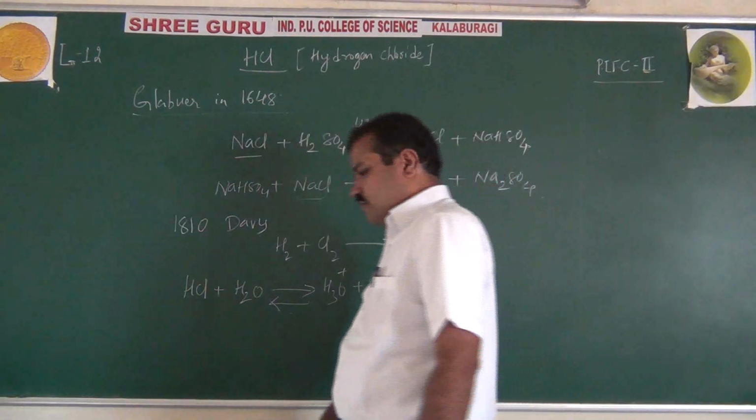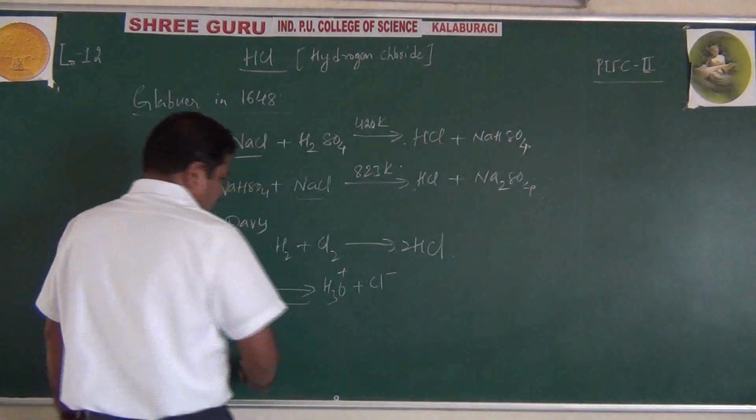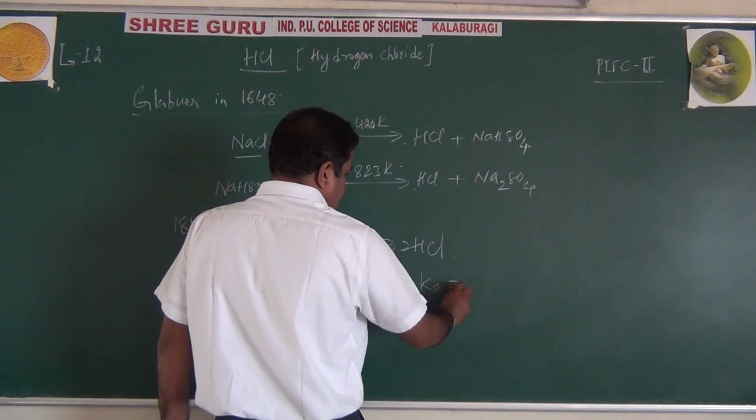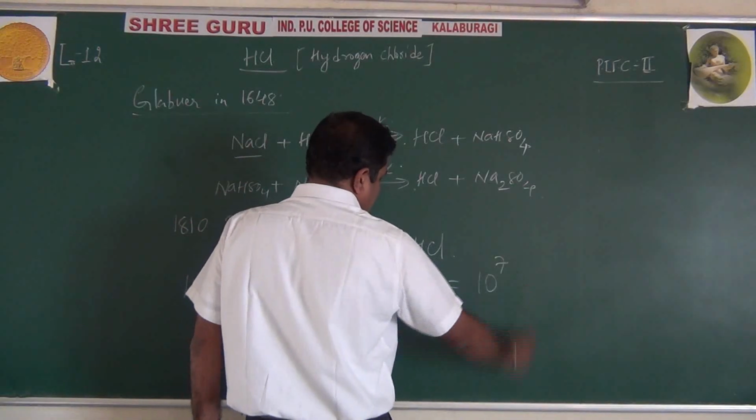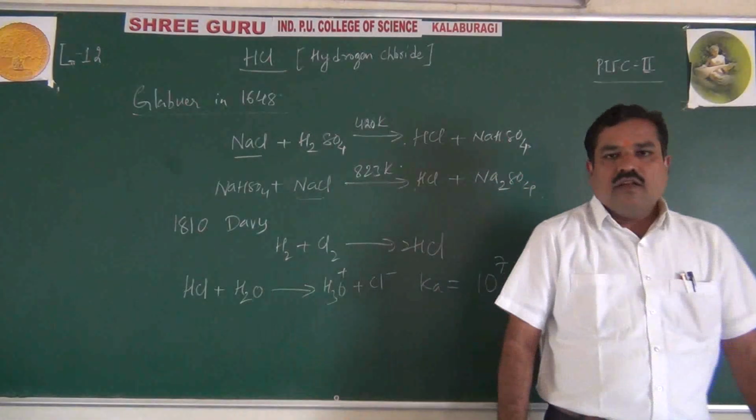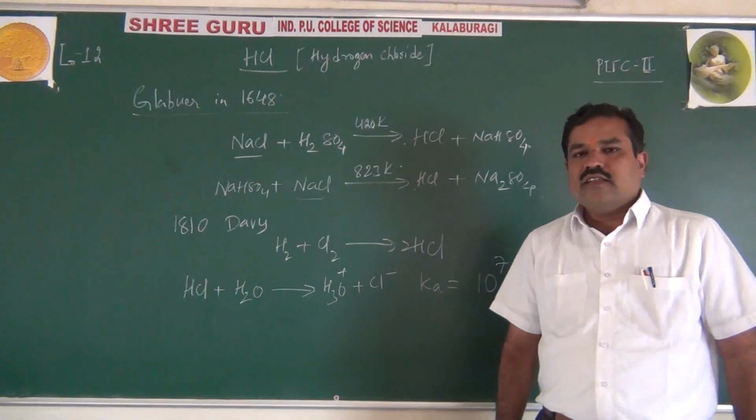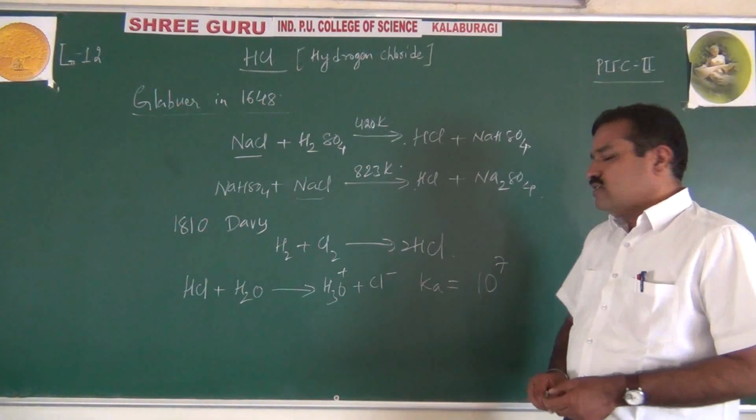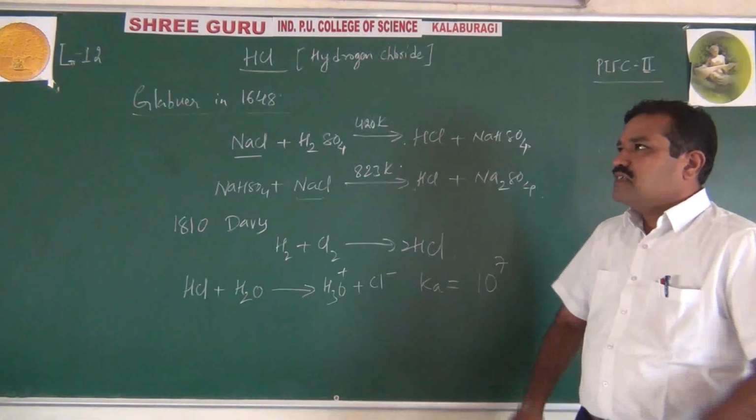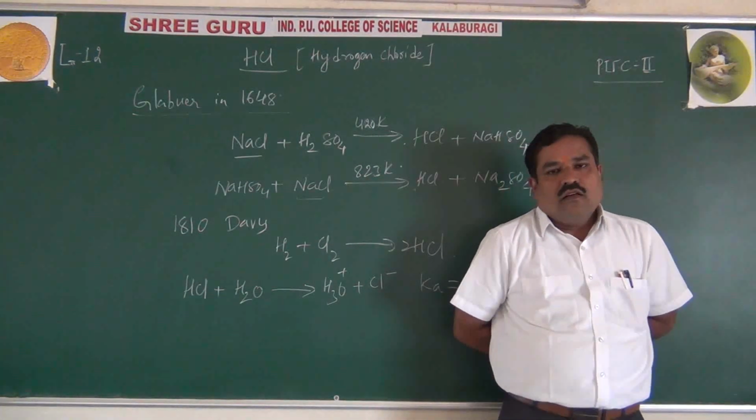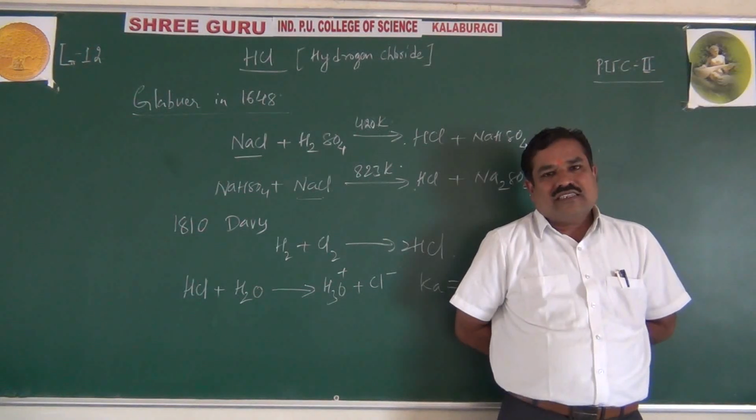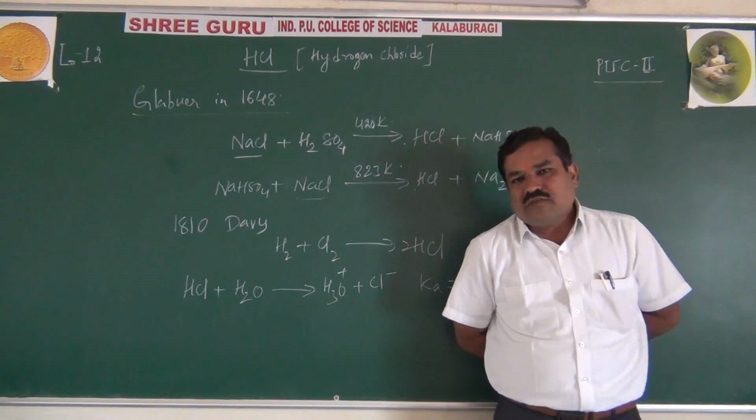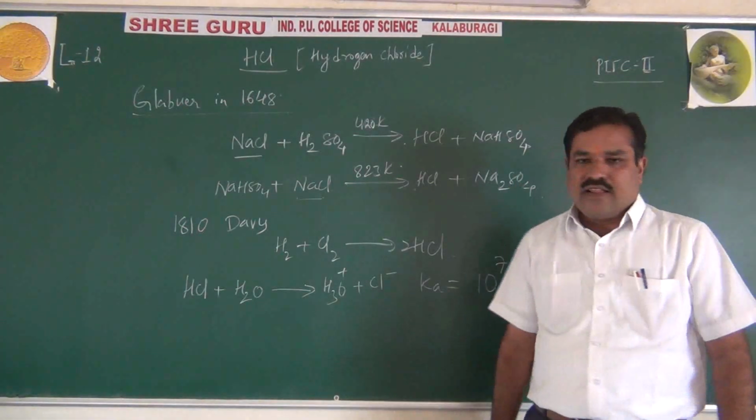Like this, it shows acidic character, and the Ka value of HCl is very high, 10 raised to 7. The higher the value of Ka, the stronger the acid. In the laboratory, the strongest one is sulfuric acid, 10 raised to 16, then 10 raised to 14 is HNO3, and the next one is 10 raised to 7, HCl.